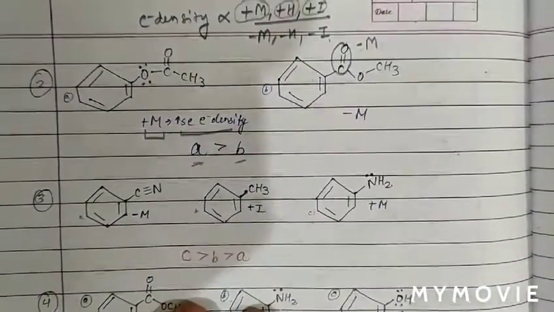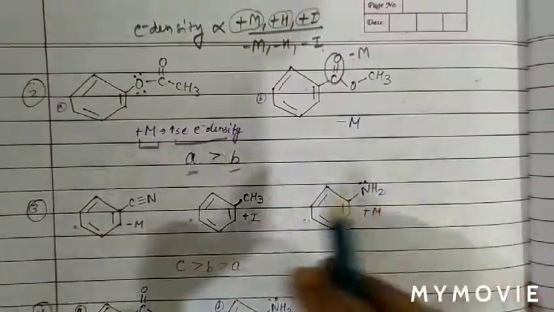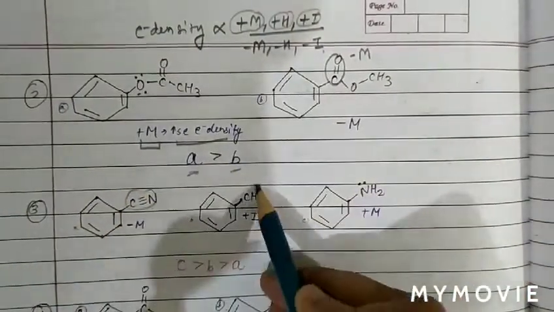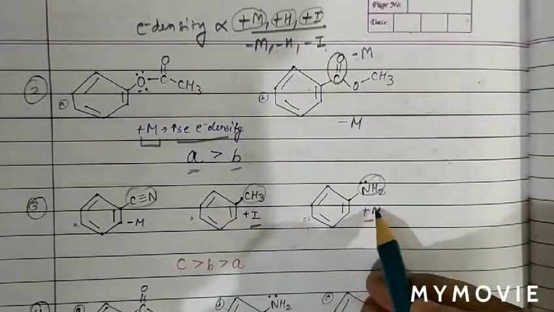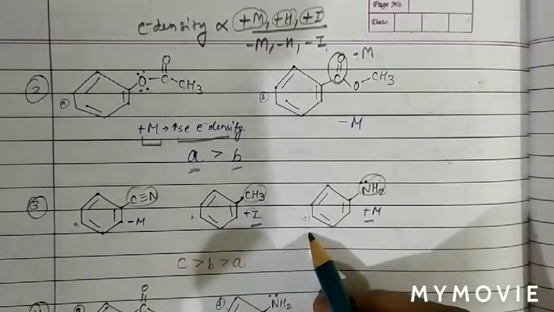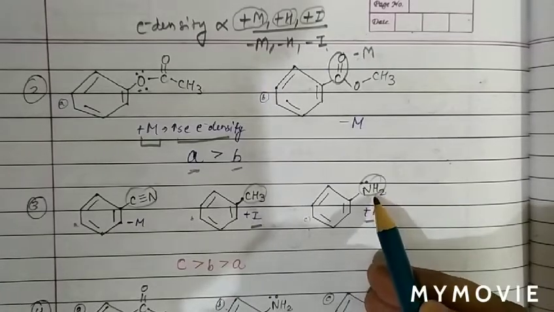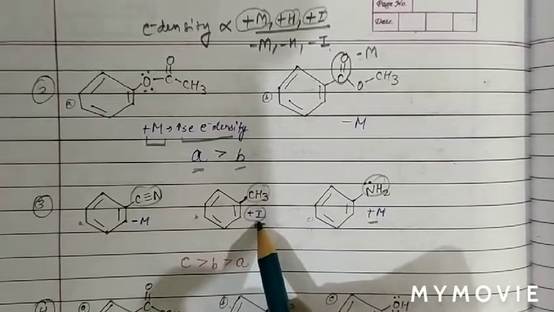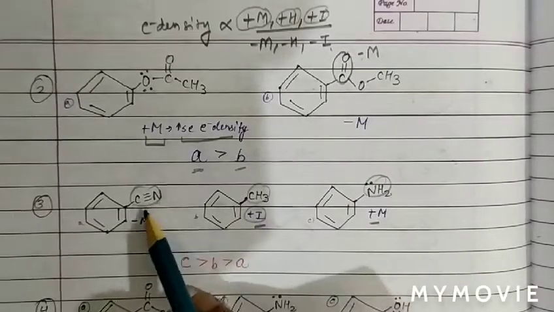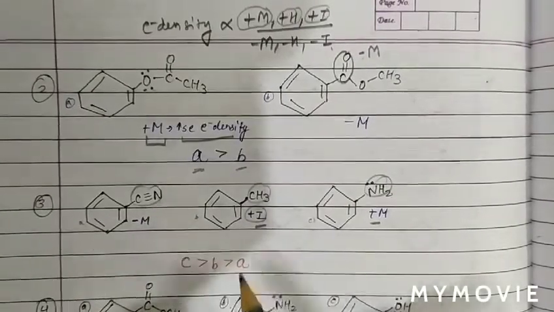See the next. The next is again we can see CN is minus M, CH3 is plus I, NH2 is plus M. So we can see plus M increases the electron density, therefore the most electron density in case of C, and plus I also increases electron density, then B, while minus M decreases electron density, therefore A.